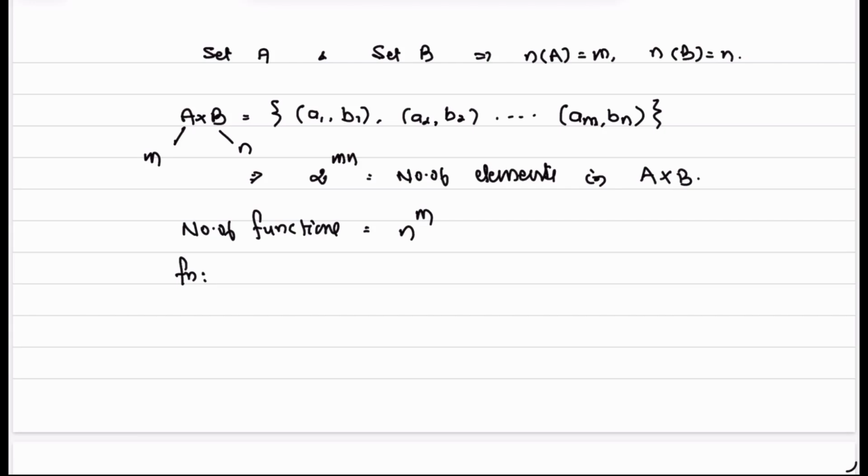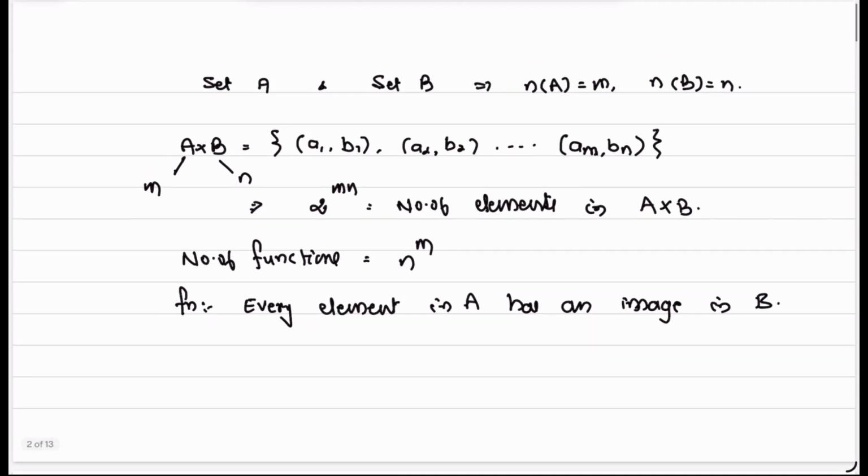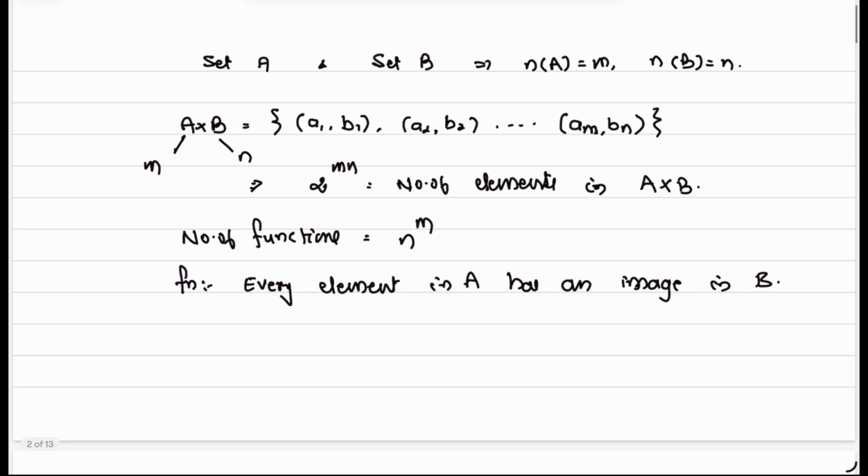Function means every element in A has an image in B. It can have the same image, a unique image. It cannot have two images.